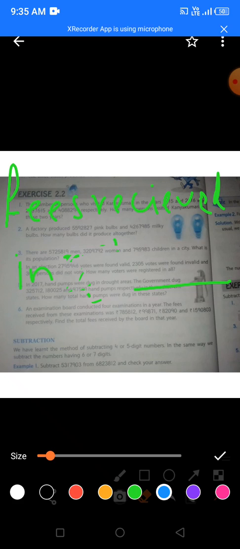Okay. So what will you write? Fees received in first exam, you will write the number. Then second exam, you will write the number. Then again, similarly, you will write the third also. Fees received in third exam. After that, you will write fees received in fourth exam. Everything you will write one below the other, and then you will total it. Okay. You will write all the numbers one below the other.